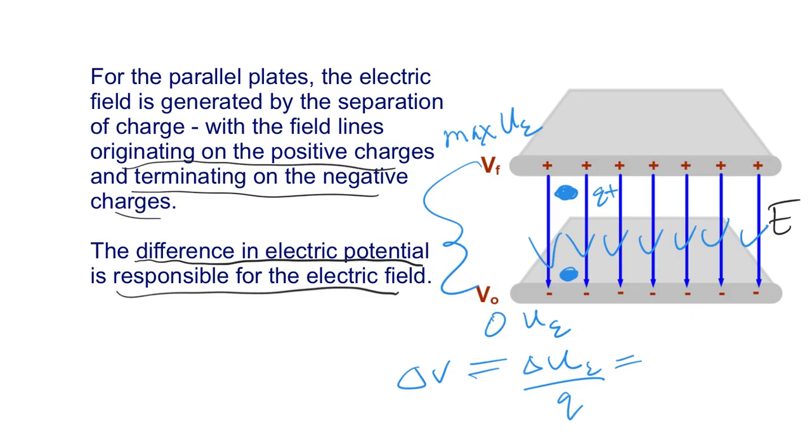So basically, the negative plate has 0 U_E, so this would be the U of the positive plate over Q. So this would be whatever the voltage is, and this would be 0 voltage. The potential at the negative plate would be 0 volts. The potential at the positive plate would be whatever the voltage across the plates is.